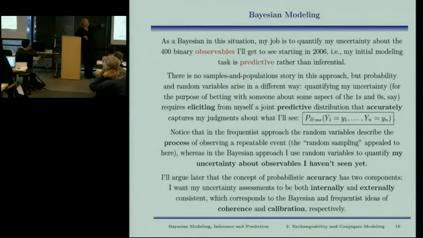So in De Finetti's way of looking at things, in this heart attack case study, my job is to quantify my uncertainty about those 400 ones and zeros that I'm going to get to see once the data starts arriving. In other words, in De Finetti's way of looking at things, my initial modeling task is predictive rather than inferential. And there isn't any samples and population story in the Bayesian approach. In the Bayesian story, you don't have to think about other data sets than the one you actually got.